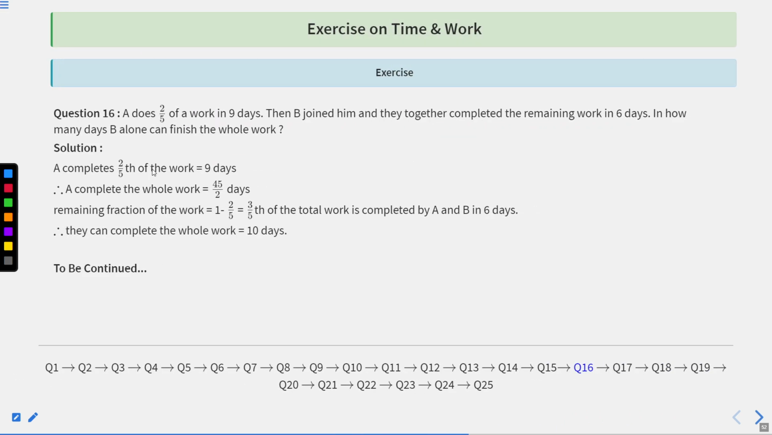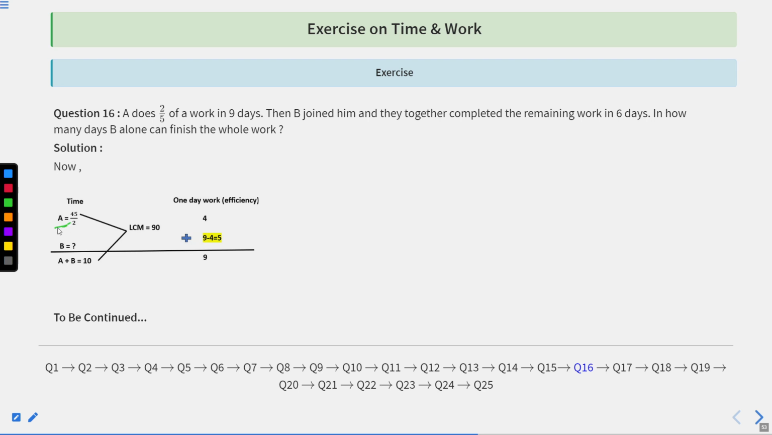A completes 2/5 of the work in 9 days. Therefore, A completes the whole work in 45 upon 2 days. So the remaining fraction of work is 1 minus 2 upon 5, because 2 upon 5 is already done by A. That is equal to 3/5 of the total work, which is completed by A and B in 6 days. Therefore, they can complete the whole work in 10 days.